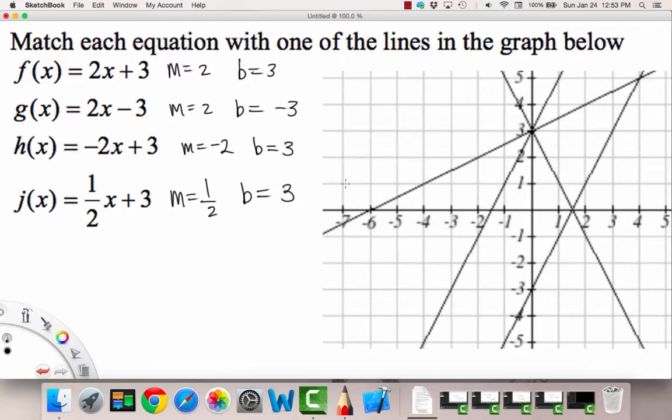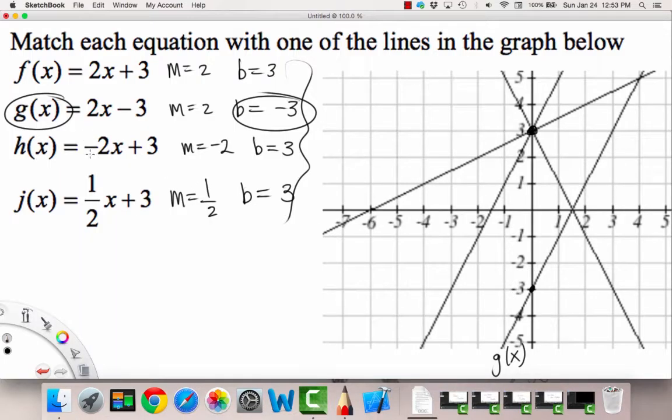Now let's look at our lines. We actually only have one that crosses the y-axis at negative 3. All the other ones cross here at positive 3. Because this line crosses at negative 3, its y-intercept should be negative 3. And if we look back at our information, the only one with a y-intercept of negative 3 is this guy. So this line down here has to be our g of x. That's the one running along on the bottom there.